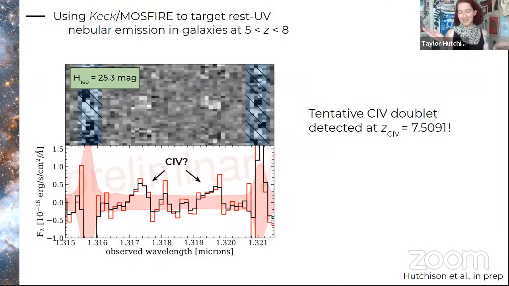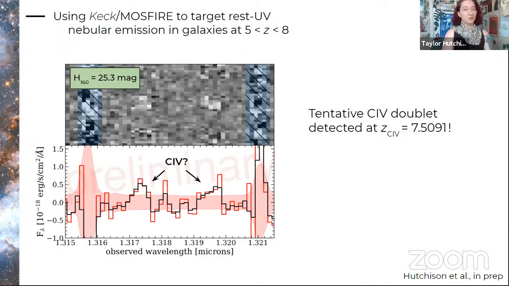So we have a carbon-4 detection at redshift 7.5, which I am way too excited about. It's really cool. You can see we've detected both parts of the doublet. What you're seeing here is MOSFIRE 2D spectra on the top with this very faint detection. You can see the negative traces. And then we have our extracted 1D spectrum on the bottom.